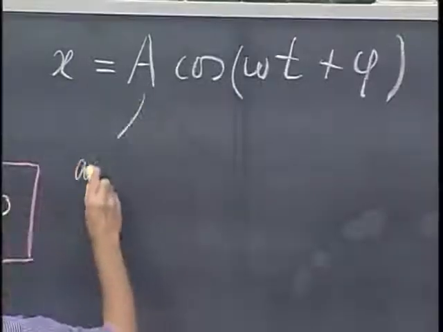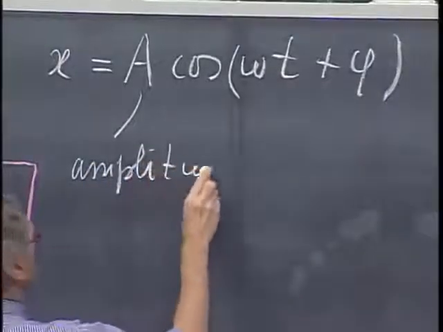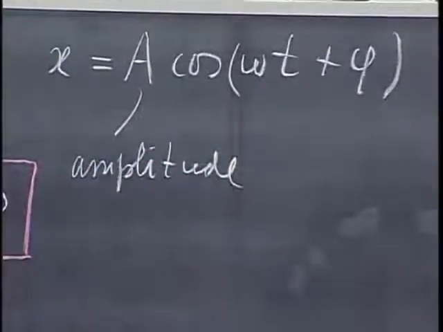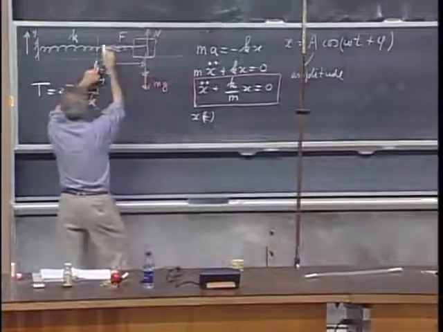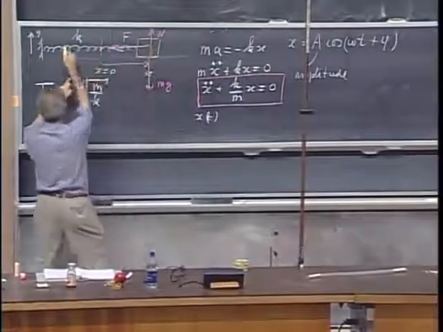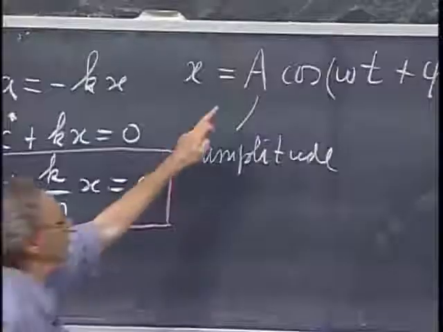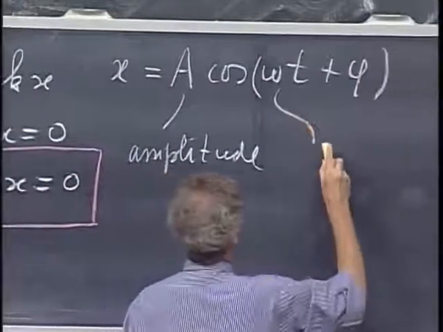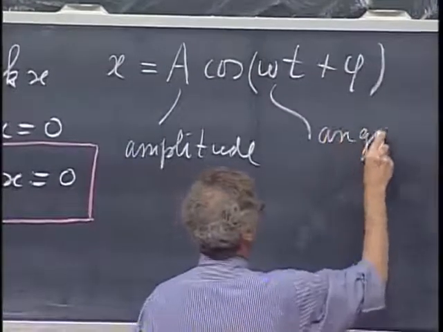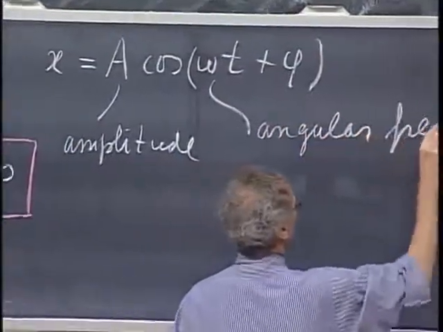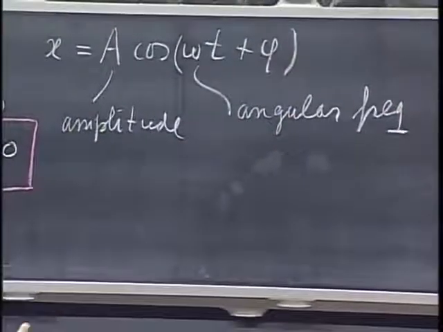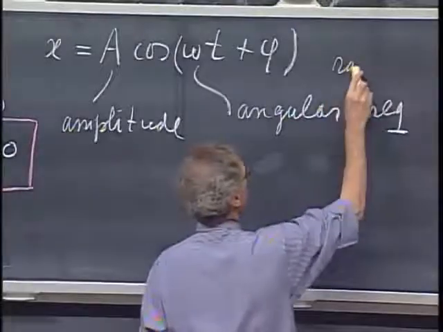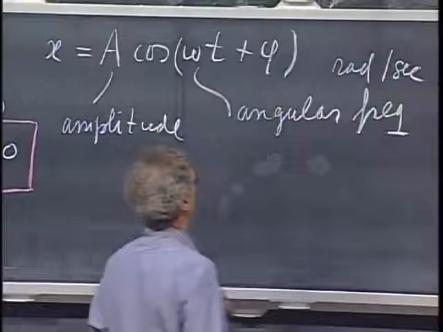This A we call the amplitude. Notice the cosine function, the highest value is +1, and the lowest value is -1. So the amplitude indicates the farthest displacement from 0. On this side would be +A, and on this side would be -A. So that's in meters. This omega we call the angular frequency. Don't confuse it with angular velocity. We call it angular frequency, and the units are the same. The units are in radians per second, the same as angular velocity.